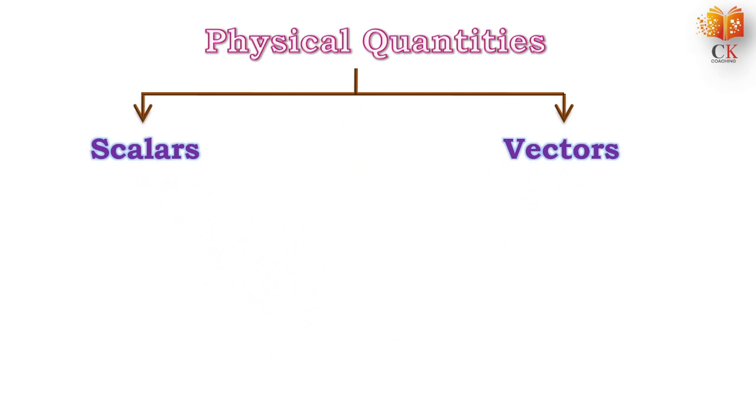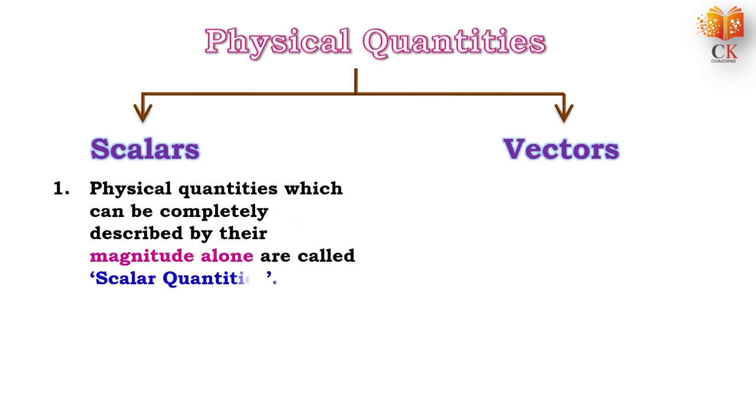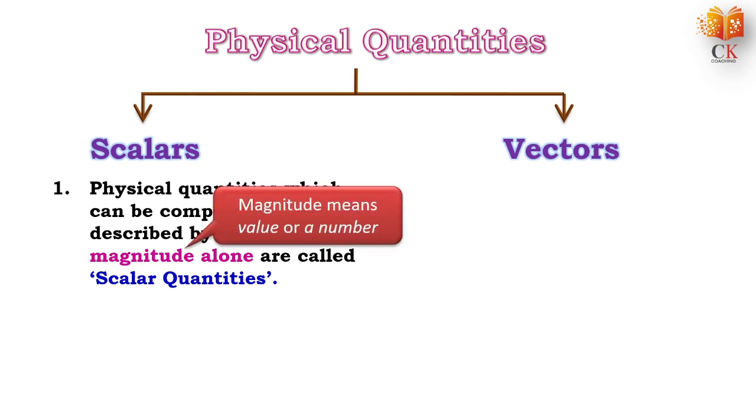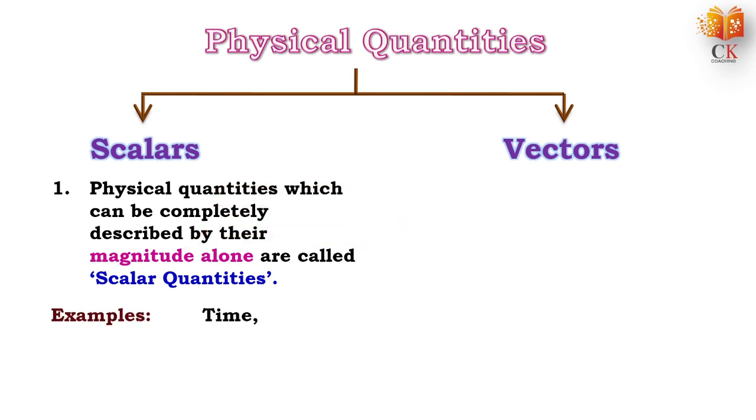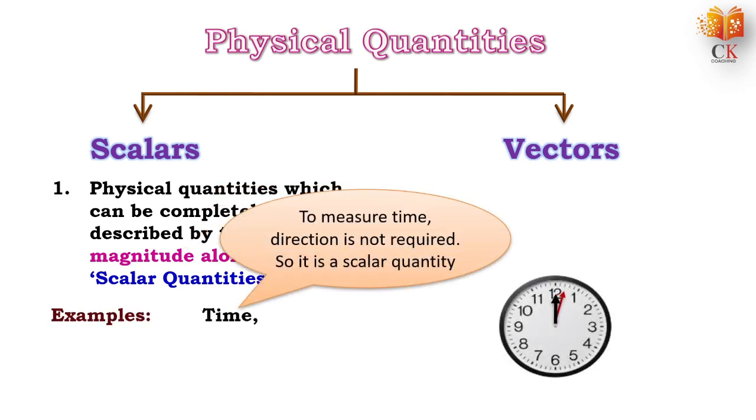So what are these physical quantities? Scalar quantities are the physical quantities which can be completely described by their magnitude or the numeric value alone. These are called the scalar quantity. So what is magnitude? Magnitude means the number or the value. Examples are time, because it can be measured and we don't need anything else to understand what is the time, 8 AM or 8 PM.